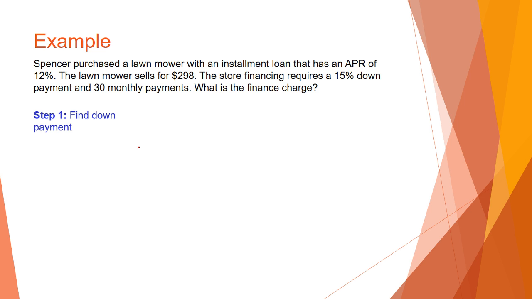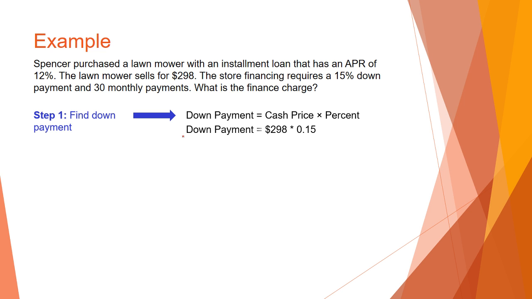First thing, find the down payment. So in here, it did not mention the tax, so you don't have to worry about that. Only find the total purchase if they mention the tax. Right, so for here, all we have to do is find the down payment. The lawnmower, $298. Multiply that by the 15% down payment, giving us a down payment of $44.70.